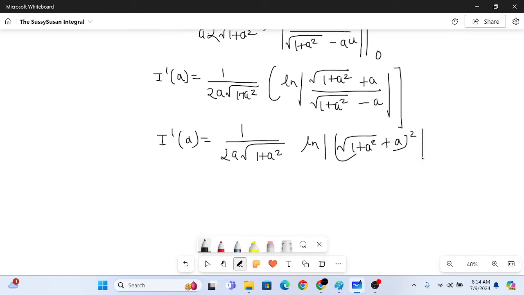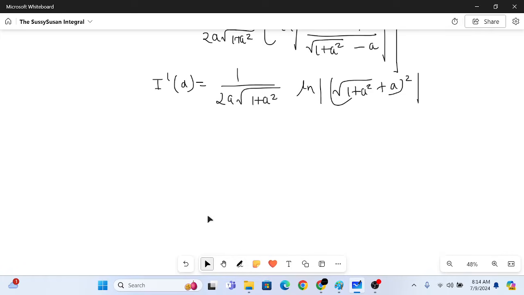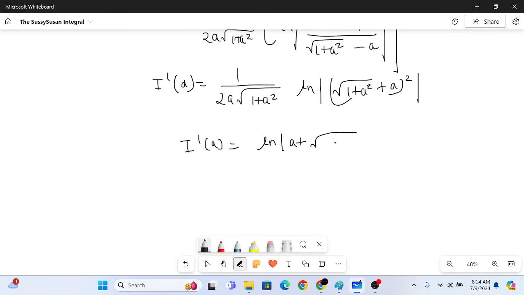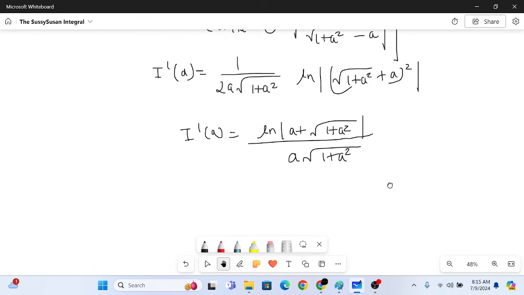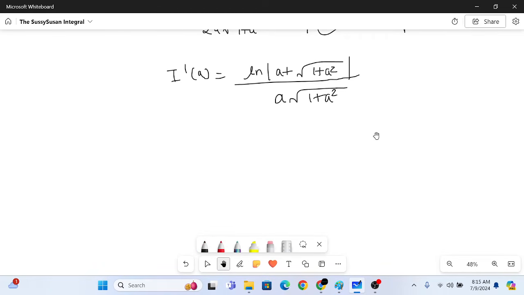Yes, now this 2 comes in the front and cancels with the 2 over here. That gives me I dash of a is equal to ln of a plus square root of 1 plus a square, divided by a square root of 1 plus a square. Okay, good. Now we should not be deviated from our main goal.